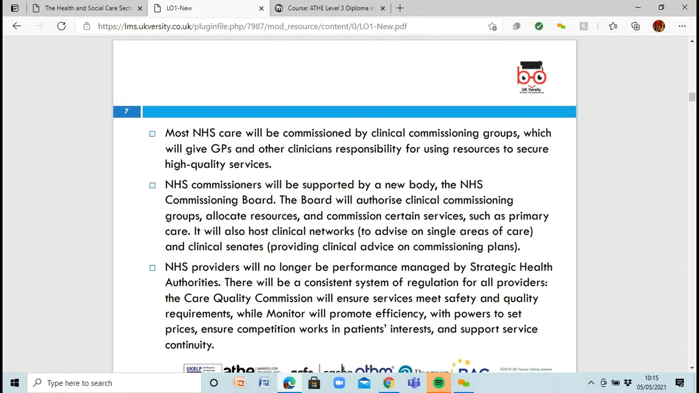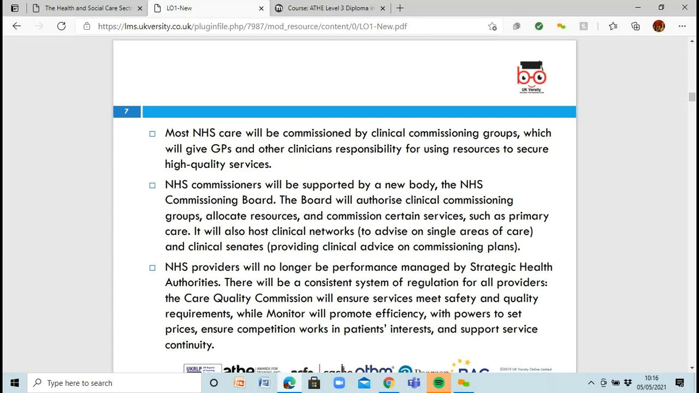So most of the NHS care is going to be commissioned by the clinical commissioning groups. So this gives GPs and other clinicians responsibility for using the resources that they have and to actually give high quality services. Now, the NHS commissioners are supported by a new body called the NHS Commissioning Board. Now, this board authorizes clinical commissioning groups.